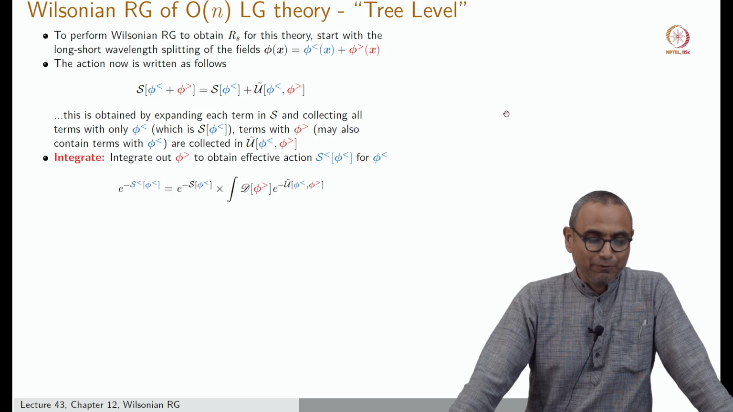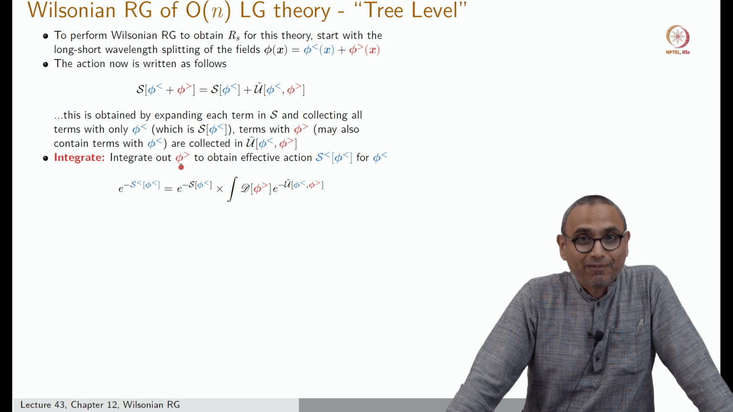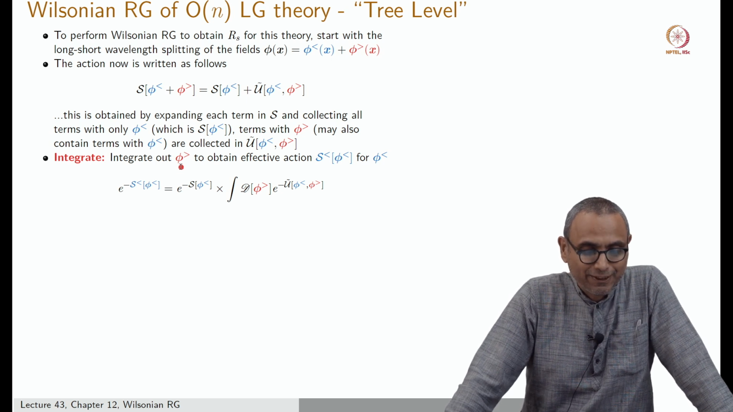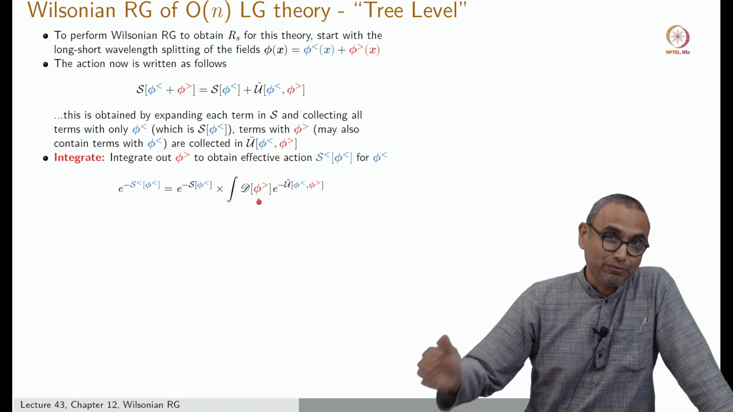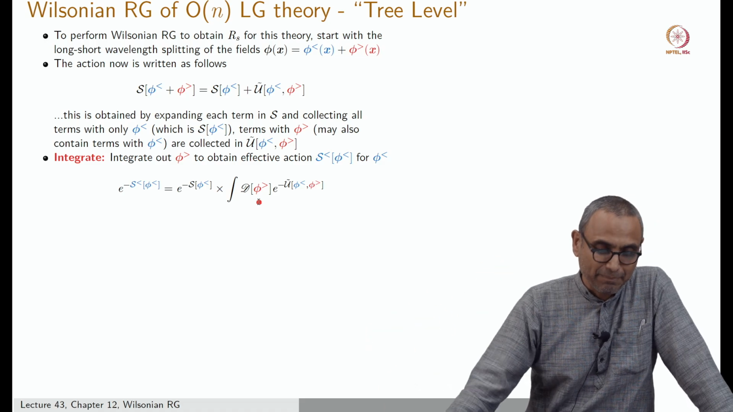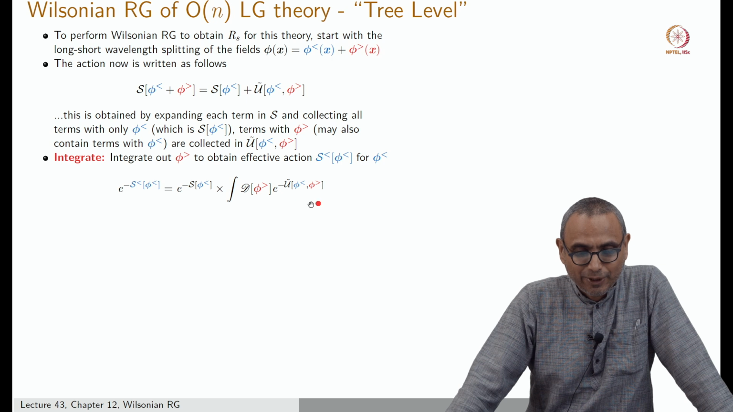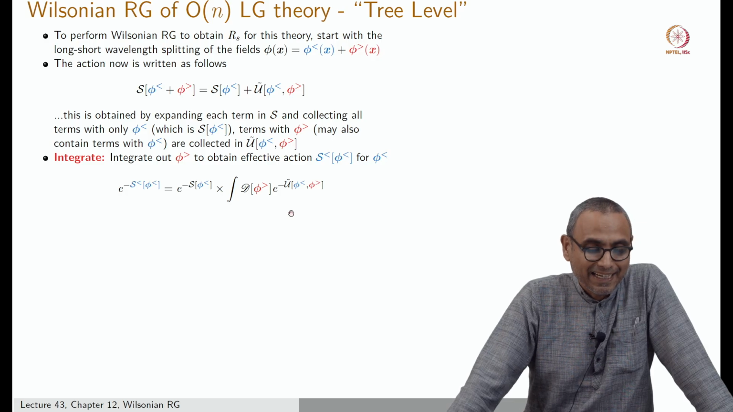So now I have to integrate out the short wavelength modes to get the effective action of the longer wavelengths. So this is my definition. The effective action of phi less than is equal to e to the minus S of phi less than times the functional integral over all the fast modes between lambda by s and lambda, namely phi greater than, of e to the minus of this quantity. So this is the idea.